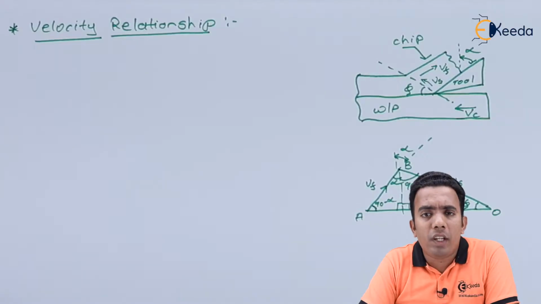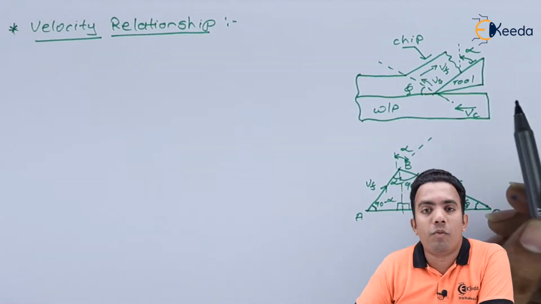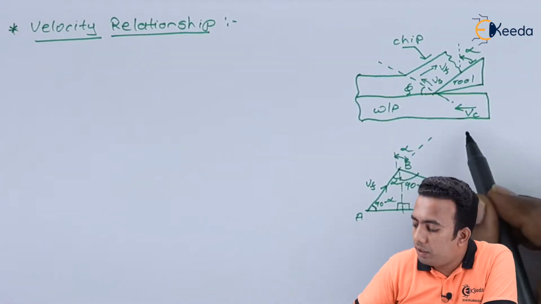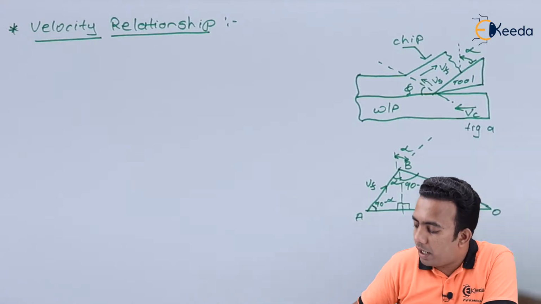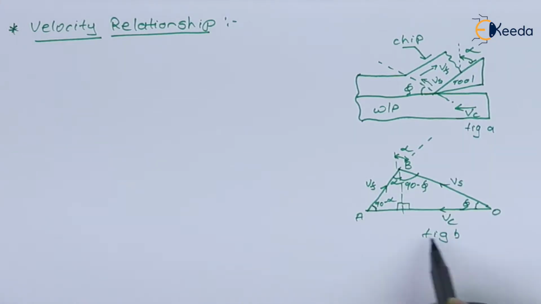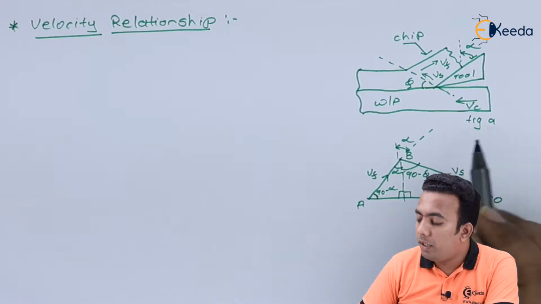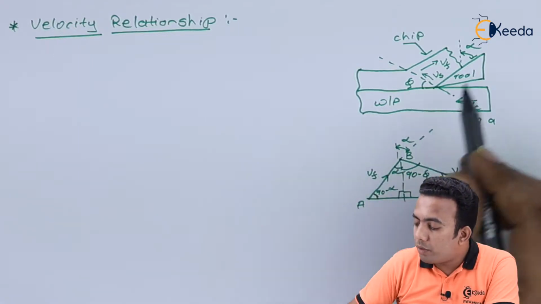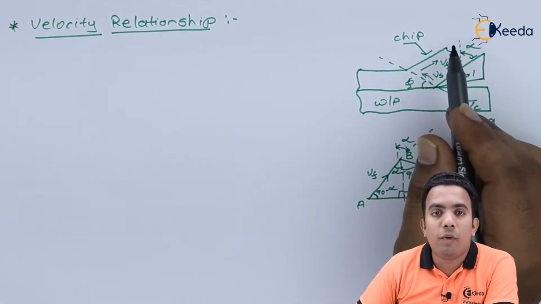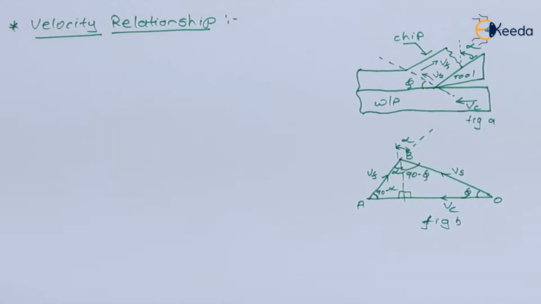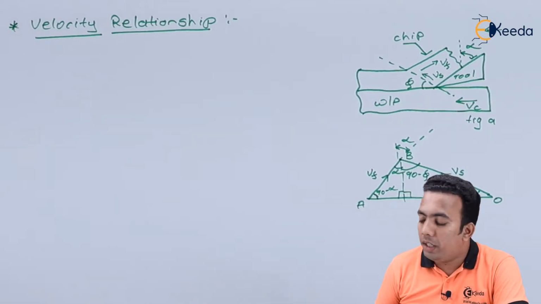Before starting with the derivation, we have to see the diagram. This first diagram is figure A and this is figure B. As you can see, this is the workpiece, this is the tool, and the chip is flowing in the upward direction. Whenever the tool moves from right to left, shear deformation occurs, due to which plastic deformation takes place and the chip starts moving in the upward direction.